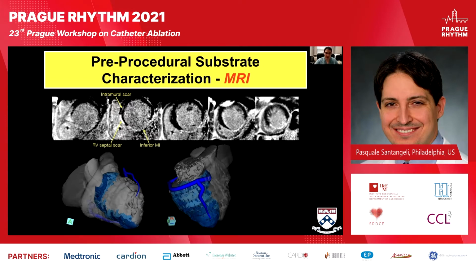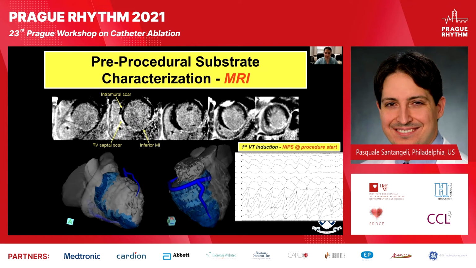At baseline, we always start with an NIPS study when the patient is not under anesthesia to evaluate the baseline inducibility and see whether we can capture the 12-lead ECG of the clinical VT by matching the intracardiac electrograms on the ICD and the cycle length.